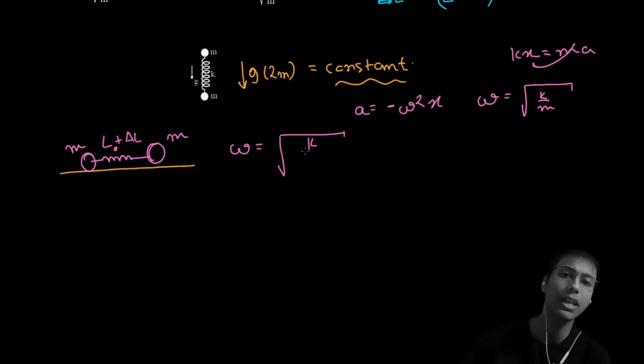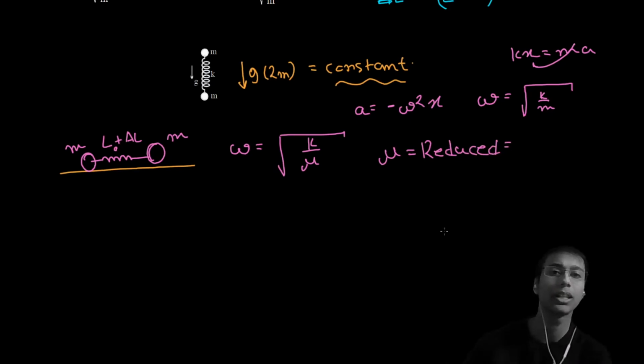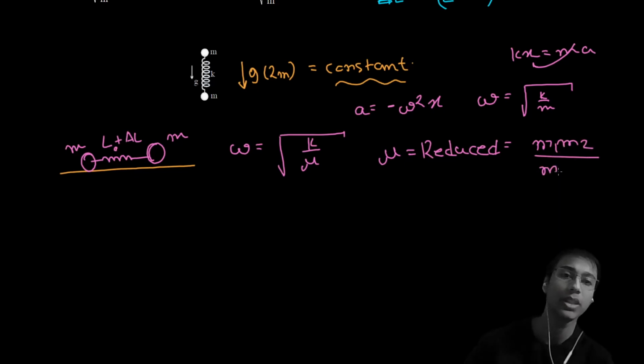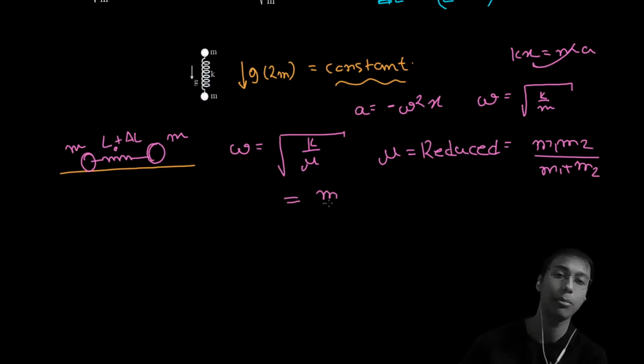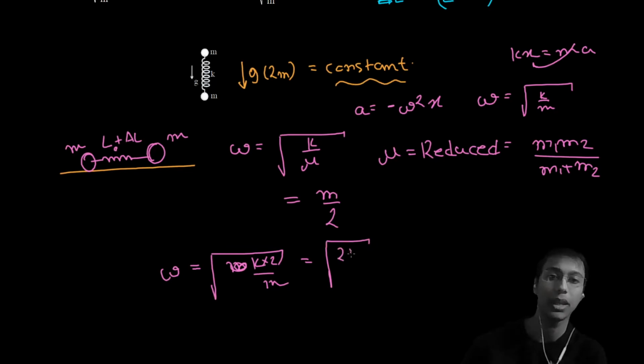This would be k by mu. What is mu? Mu is the reduced mass. If you remember the expression for reduced mass, it's m1 m2 by m1 plus m2. If you work this out, this comes as m by 2. So our omega would be root over k into 2 by m, equal to root over 2k by m. So now we have found the omega.